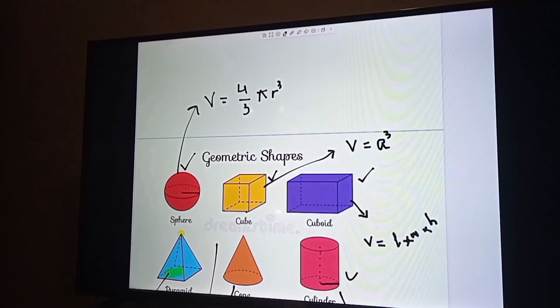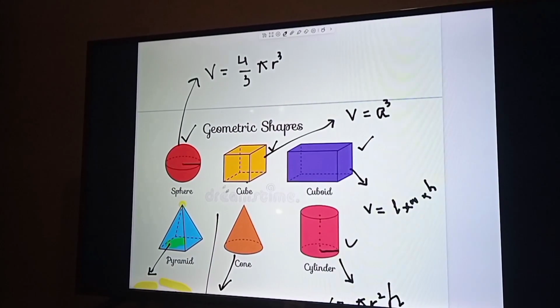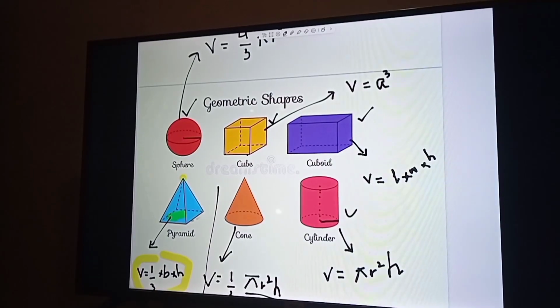We can see that all other shapes have edges, but a sphere has no edge. All other shapes touch the ground completely, but a sphere isn't touching the ground completely.